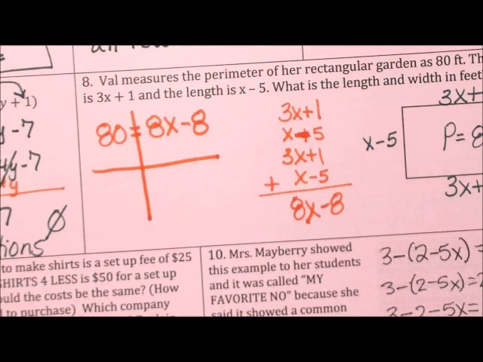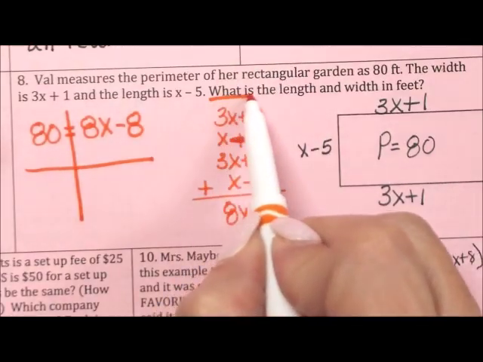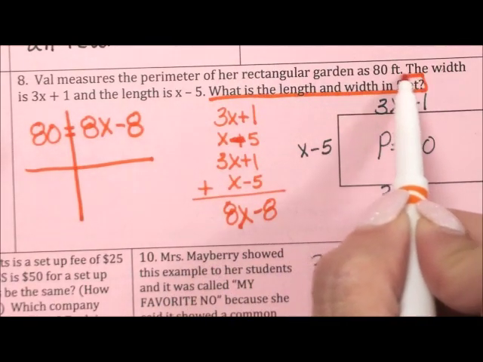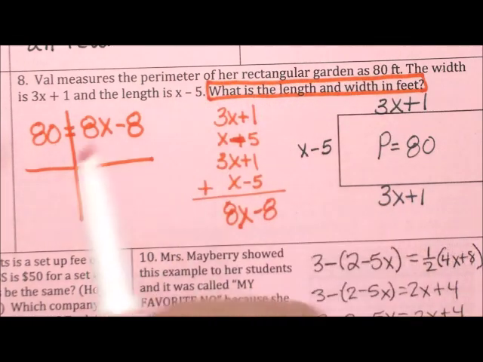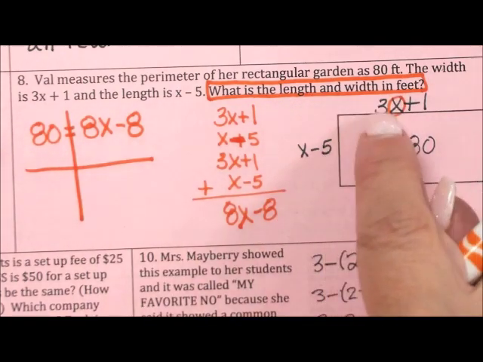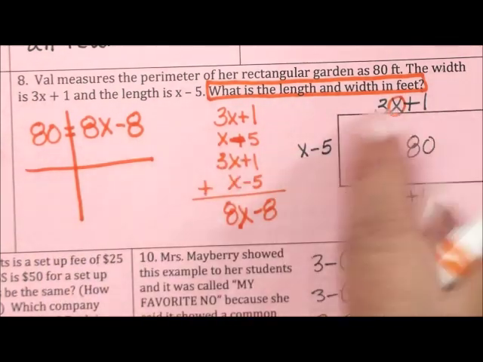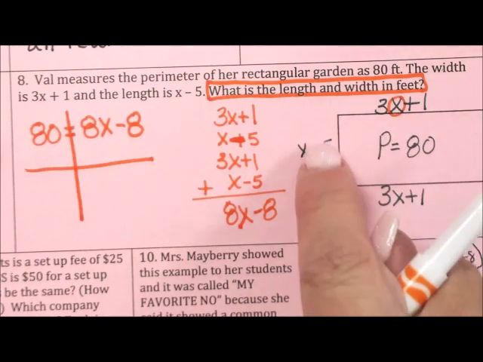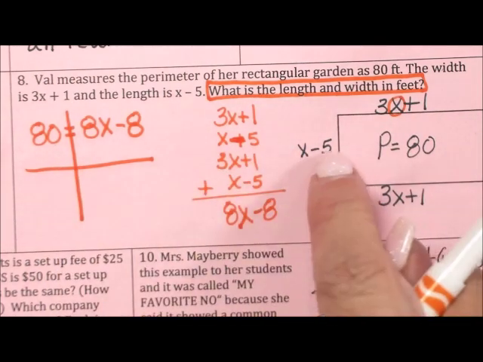Go ahead and start by adding 8 to both sides. And then you're going to divide by the 8 that's in front of the x. Now, when you get x equals that number, look at what it's asking. What is the length? So when you figure out what x is, you're going to have to take that x and plug it in right here, and figure out 3 times whatever you got over here plus 1. What is that? And that's going to be the length. The width is going to be whatever you got right here minus 5.